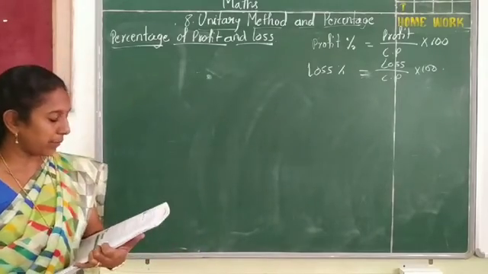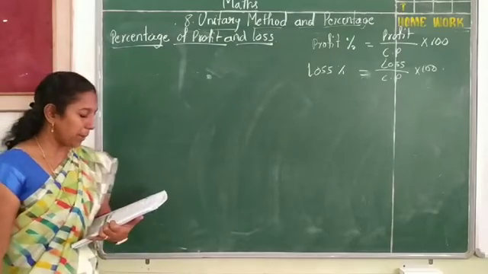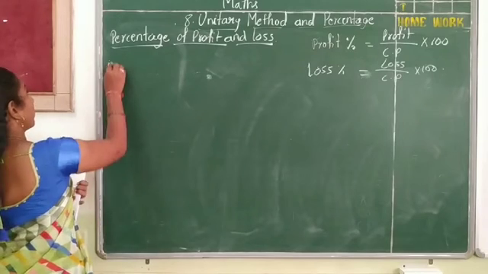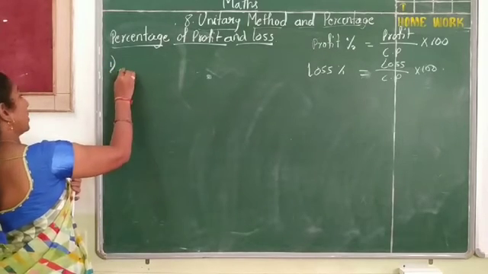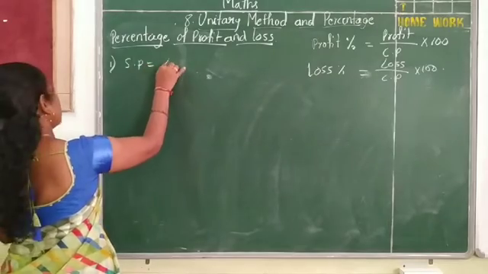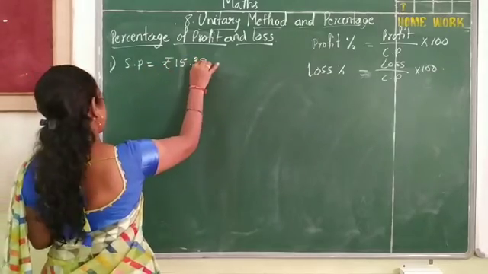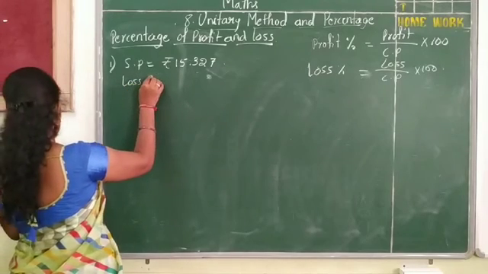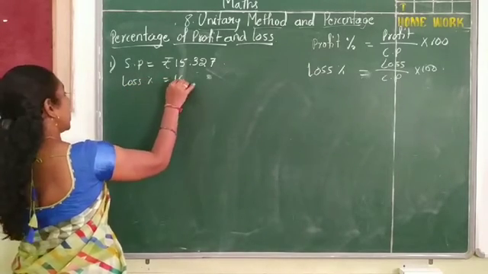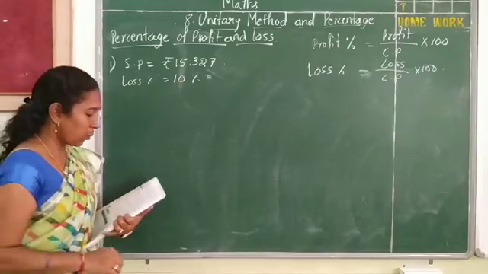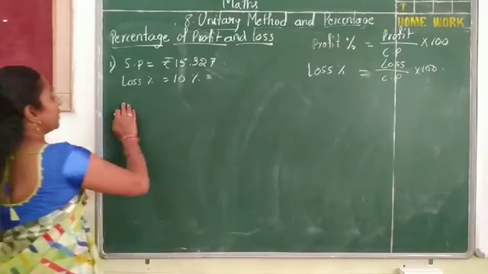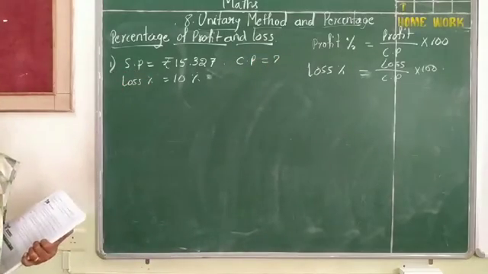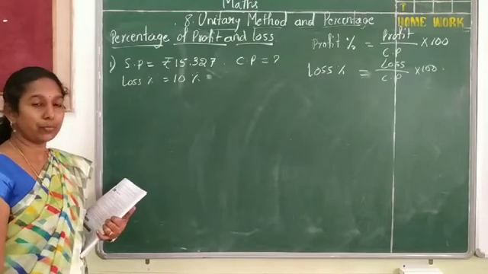Now here is a given example. A water pump is sold for rupees 15,327. Here, that is the selling price. At a loss percentage, how much is given? 10% is given. What do we have to find? We have to find the cost price. So how to do that?